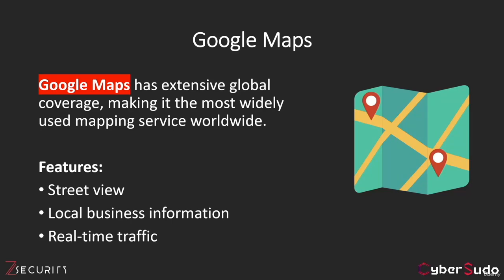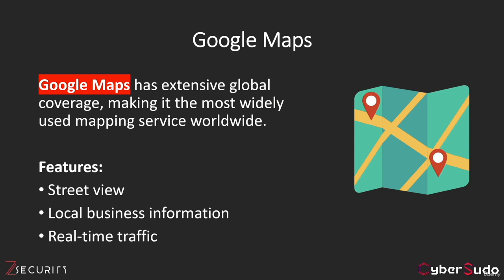Now, the first and most popular map that I would like to show you is Google Maps. The reason why it's very popular is because it has extensive global coverage, which made it the most widely used mapping service in the world. Whenever I try to find specific information about a specific place, I always use Google Maps.